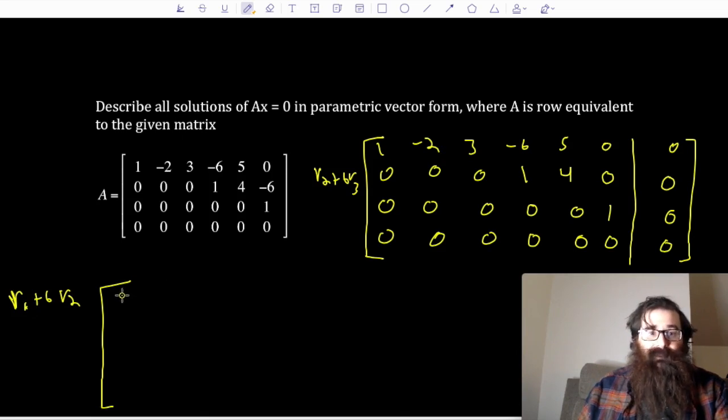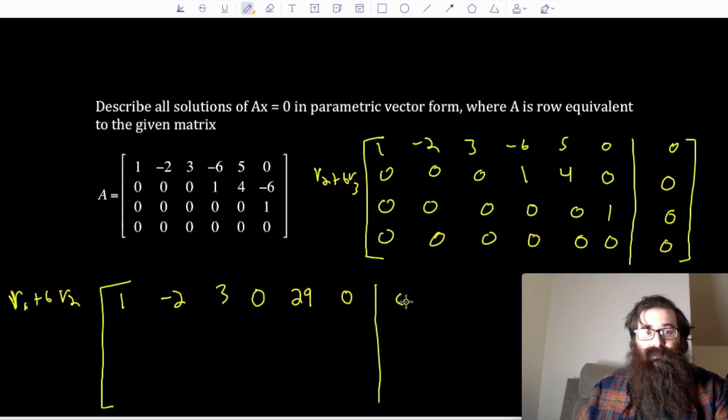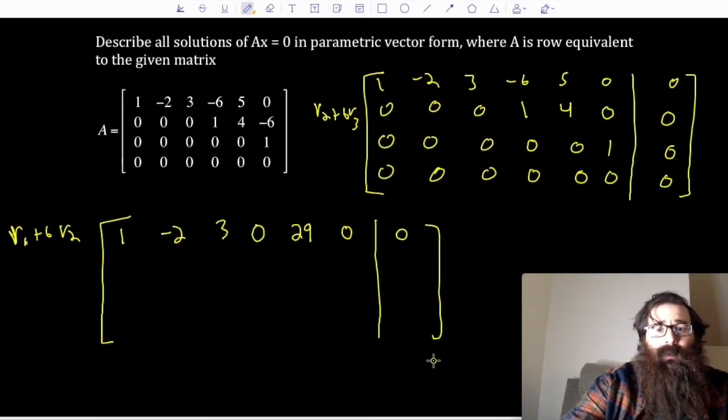So I get 1 plus 6 times 0 gives me 1. -2 plus 6 times 0 keeps -2. 3 plus 6 times 0 keeps my 3. -6 plus 6 times 1 gives me that 0 that I wanted. 5 plus 6 times 4. So I say, okay, well, that's 5 plus 24 gives me 29. And then 0 plus 6 times 0 gives me 0. And then augmented with, again, 0 plus 6 times 0 gives me 0. And I just want to rewrite the rest of the rows.